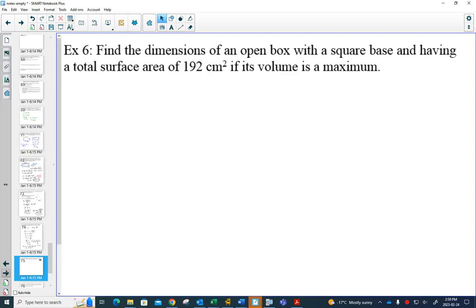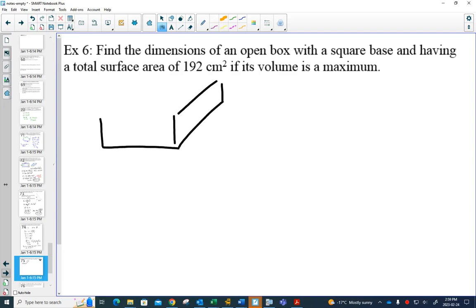So we have an open box, square base, total surface area of 192 centimeters squared, if its volume is a maximum. Okay? So, draw a picture. We've got a height. I'm going to label things this way. It's a square base, so the bottoms are x's.